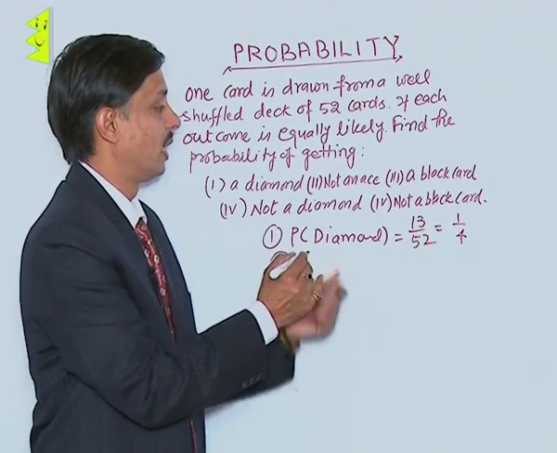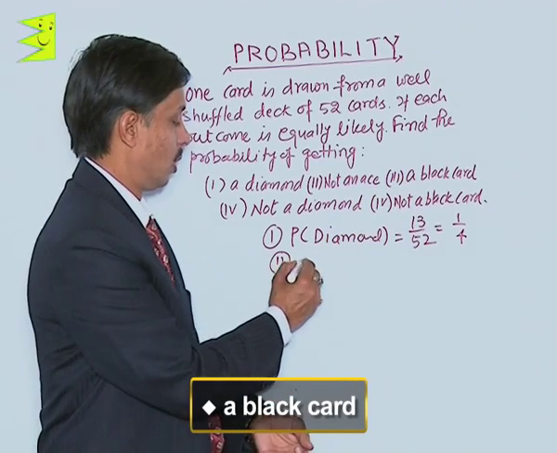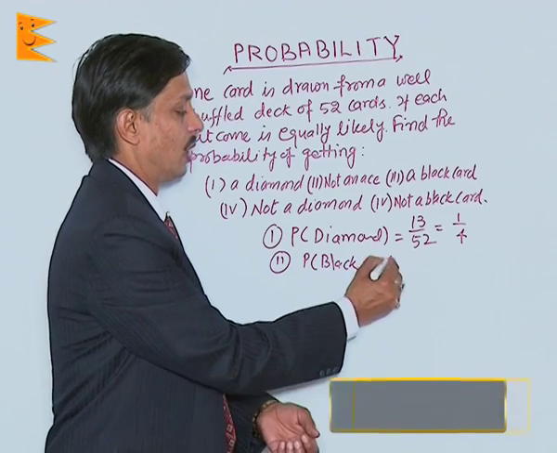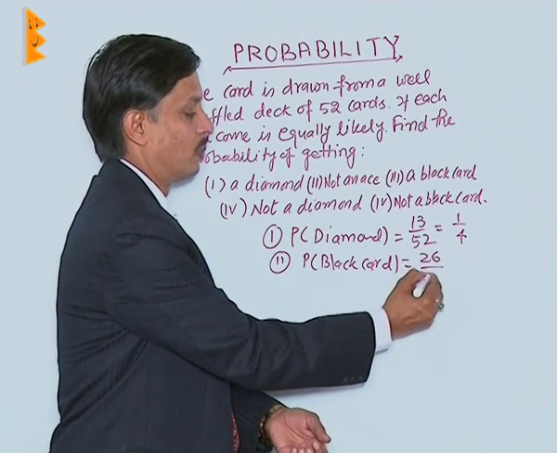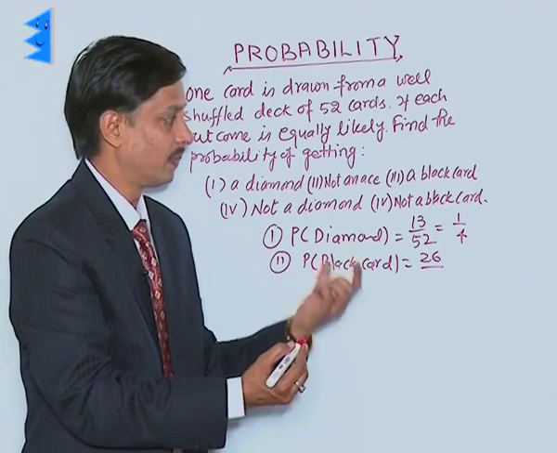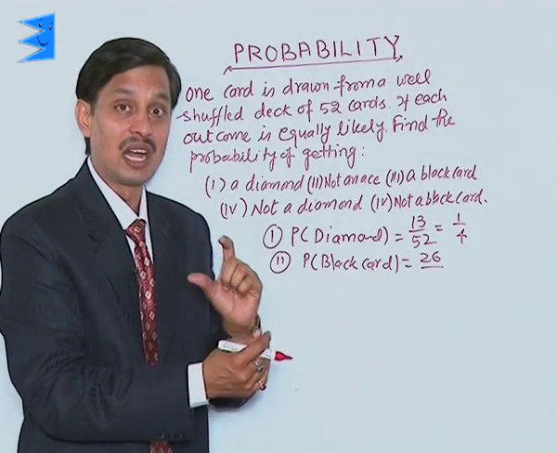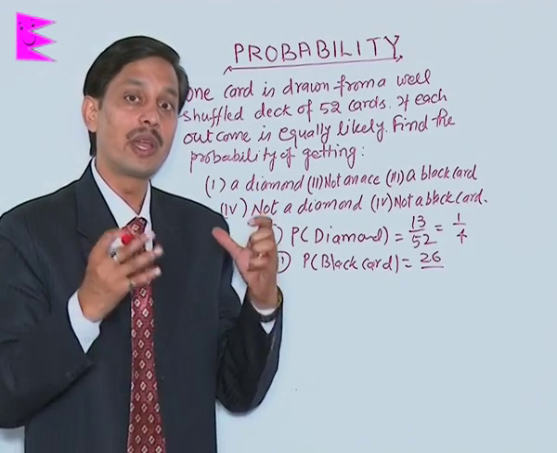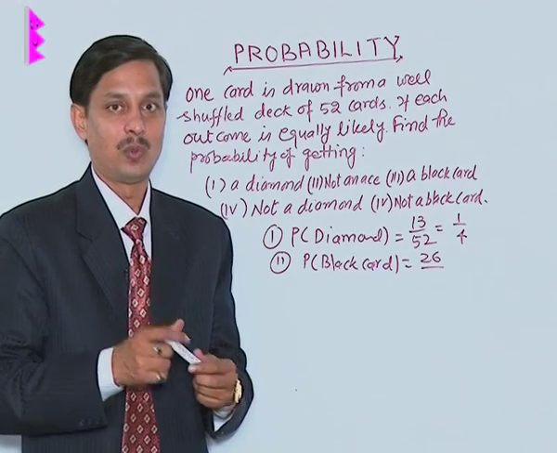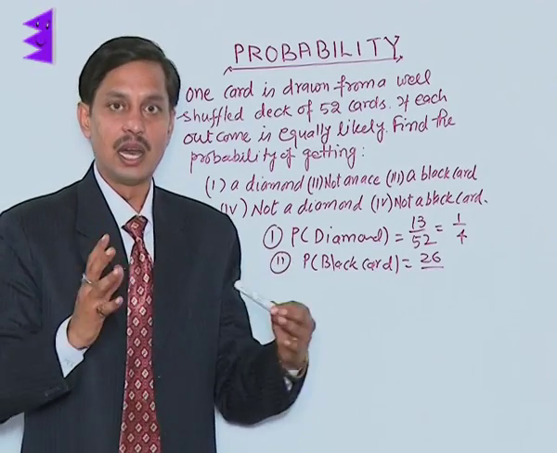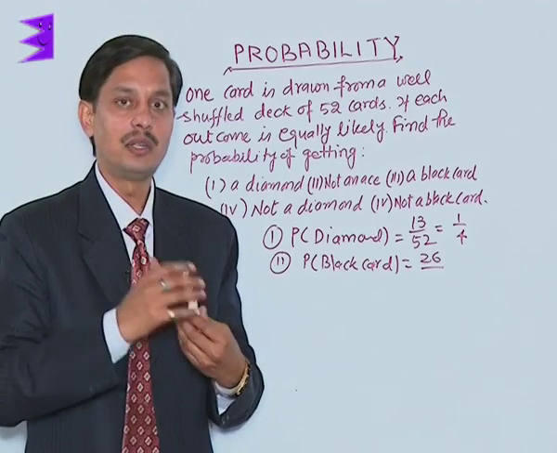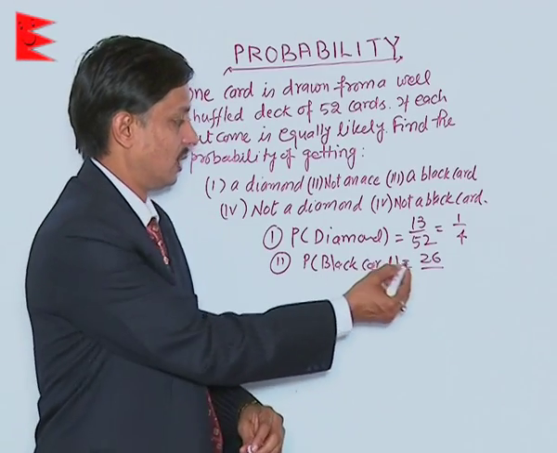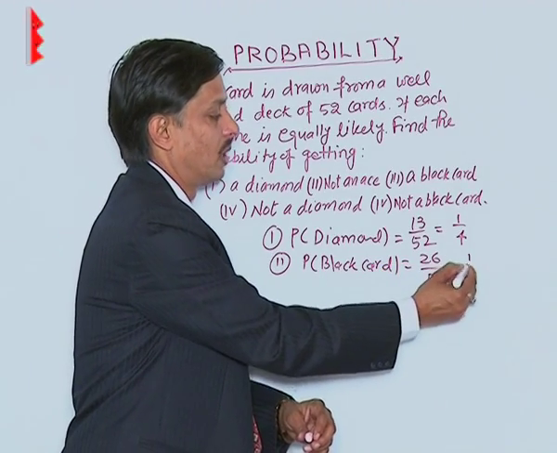If we talk about the second, a black card, probability of getting a black card. We have 26 black cards. You know what the two black categories are? Diamonds are red, hearts are red. Then spade and club, these are black, 13 cards each, so this becomes 1 by 2.